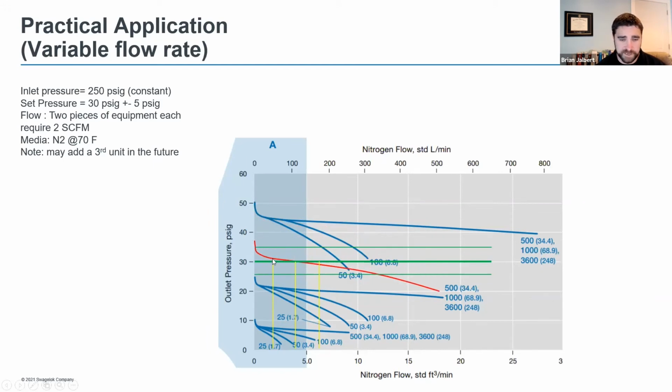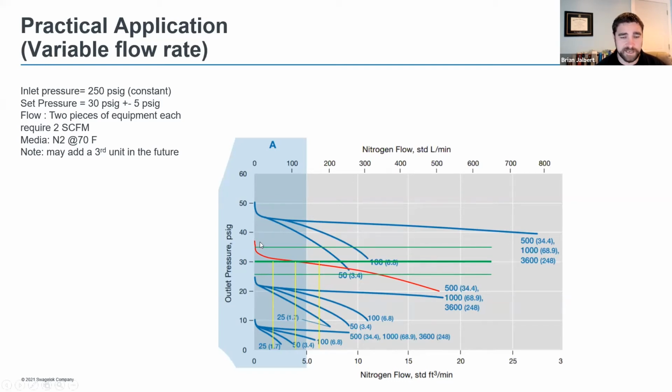Then we can move our flow curve down approximately to the center, and we can see that when one piece of equipment is running, we're going to be at about 31, 32. When both of them are on, we'll be right at 30 where we want it. And you can really predict that we could potentially add up to 5, maybe even 6 more pieces of equipment to this same regulator before its droop curve is going to exceed our tolerance range.